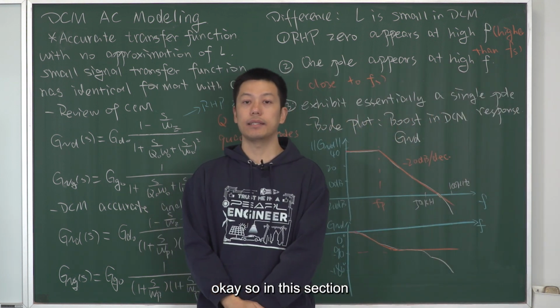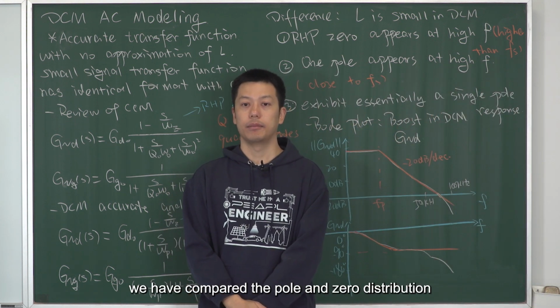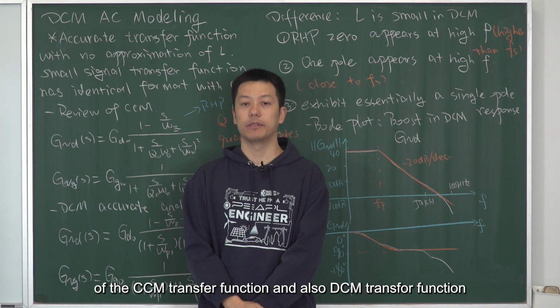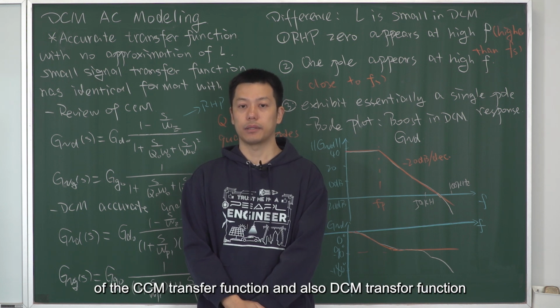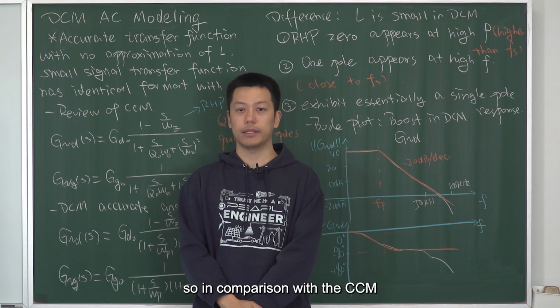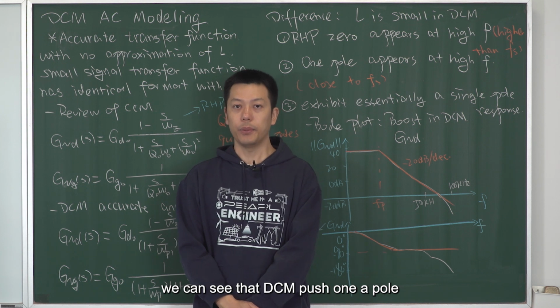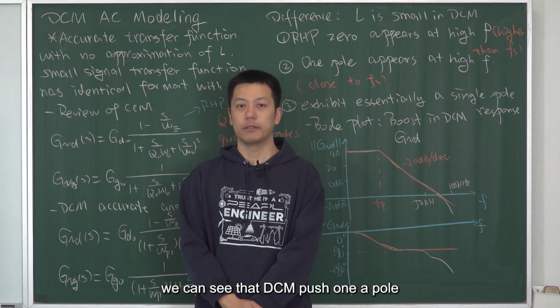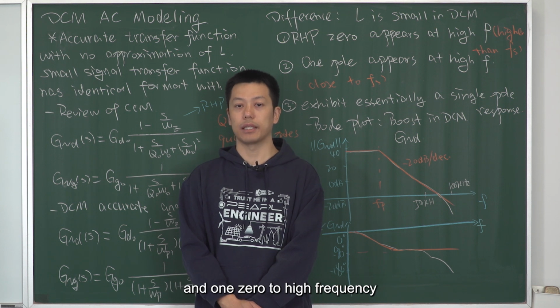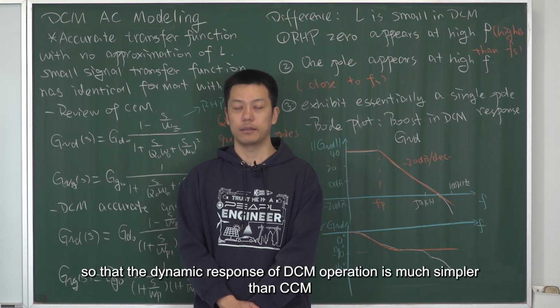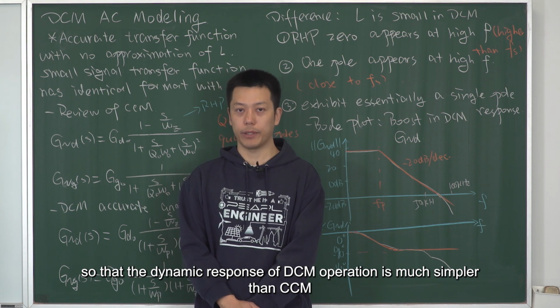Okay, so in this section, we have compared the pole and 0 distribution of the CCM transfer function and also the DCM transfer function. So in comparison with the CCM, we can see that DCM pushes one pole and one 0 to high frequency, so that the dynamic response of DCM operation is much simpler than CCM.